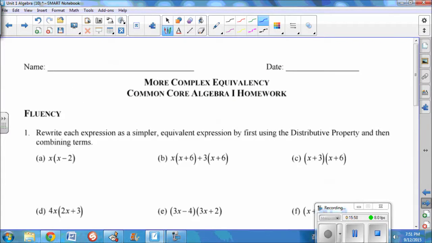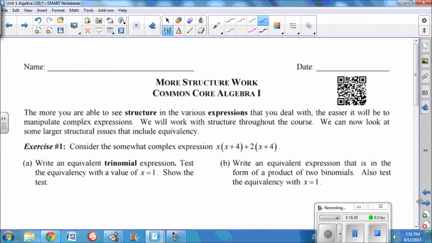All right, so if we scroll ahead, more structure. The more you're able to see structure in various expressions that you deal with, the easier it will be to manipulate complex expressions. So with structure, you look for patterns. We can now look at some larger structural issues that include equivalency. So now let's complicate this a little bit, and let's look at that expression. It says, write an equivalent trinomial expression, test the equivalency with a value x equals 1, show the test.